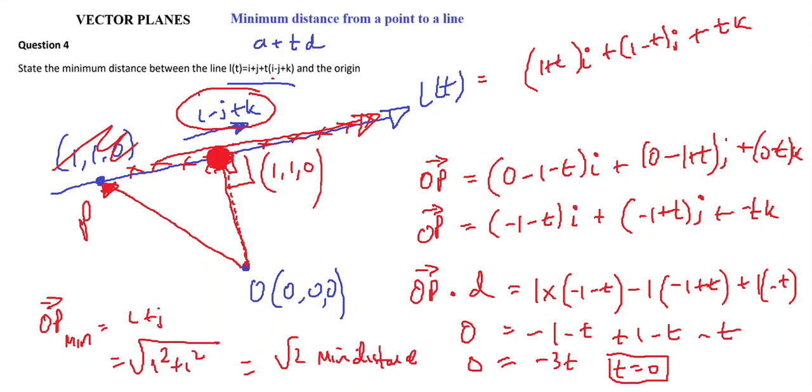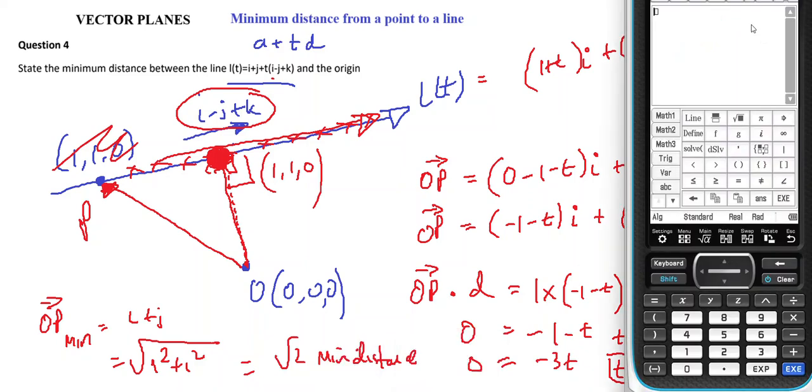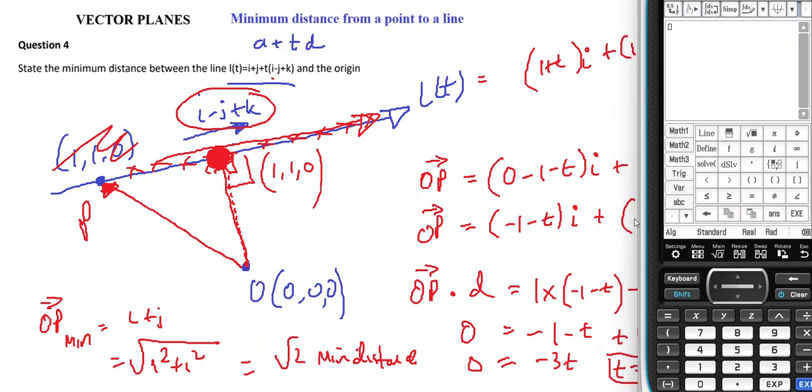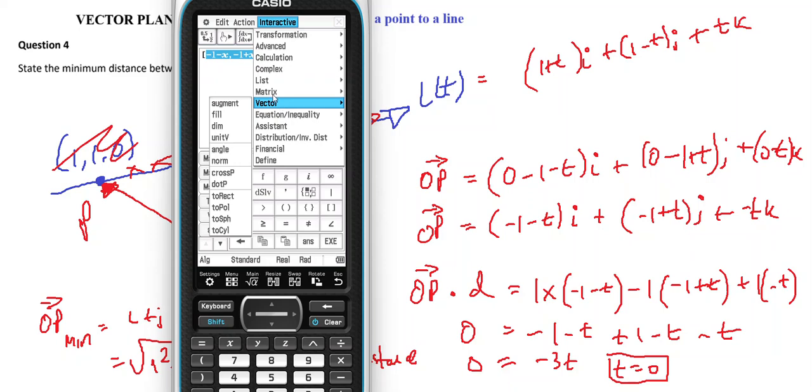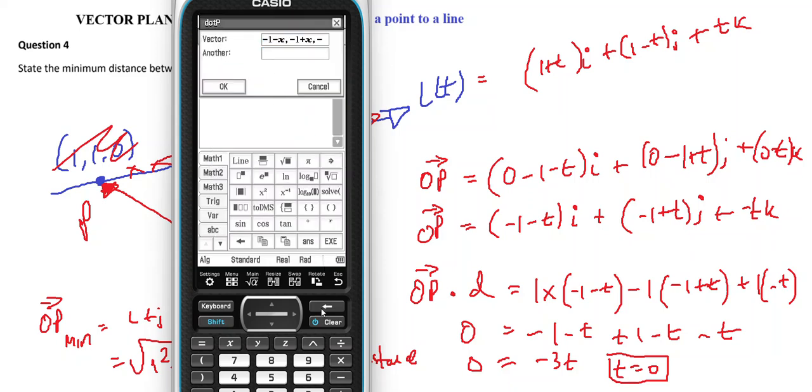What would that look like on your calculator? Well, what I'd like to do is the dot product of OP, and OP is math 3, this vector, where I've got negative 1 minus t, and I'll use x for t, comma, -1 plus t, and I'll use x for t, comma, -t, and I'm going to do the dot product with that one, interactive vector dot product with the vector.